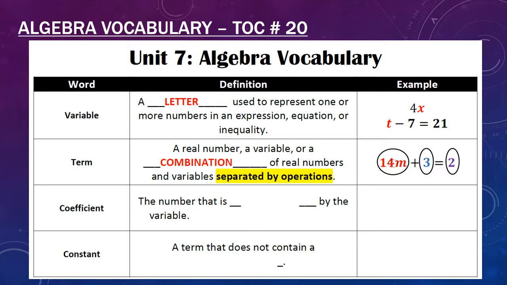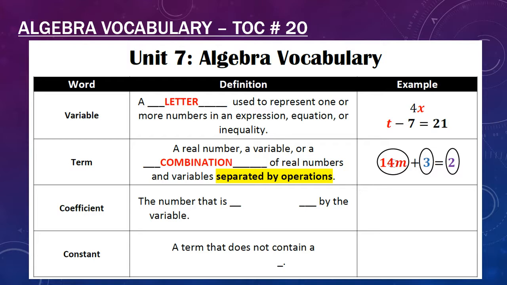So the 14m is a term. The 3 is a term because it's separated from the 2 by the equal sign. So the plus sign and the equal sign are both operations, and all of those little pieces that are circled are terms. So in this case, it would have 3 terms. And you need to know how to separate those, and you need to know how to count how many terms there are in an expression or an equation.